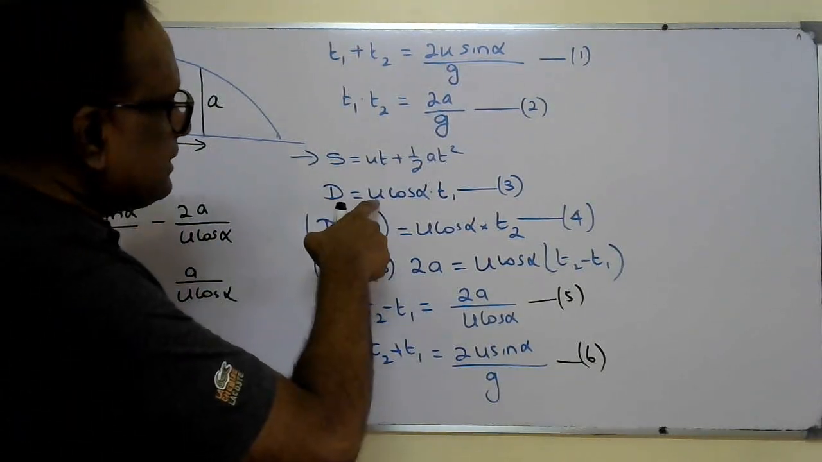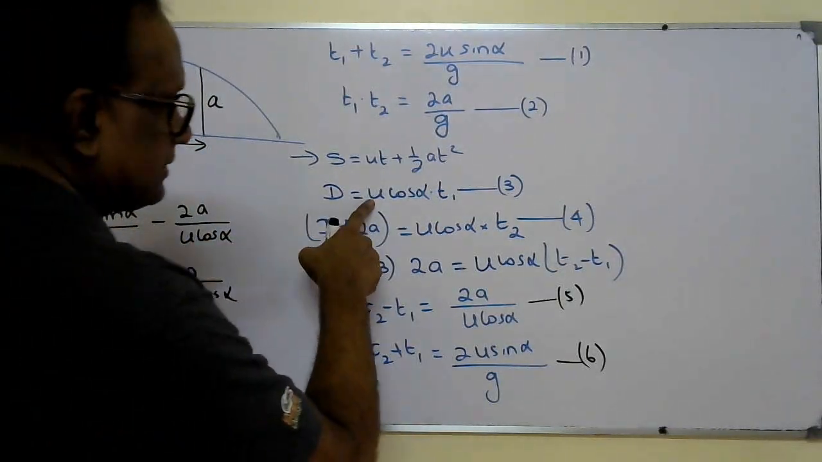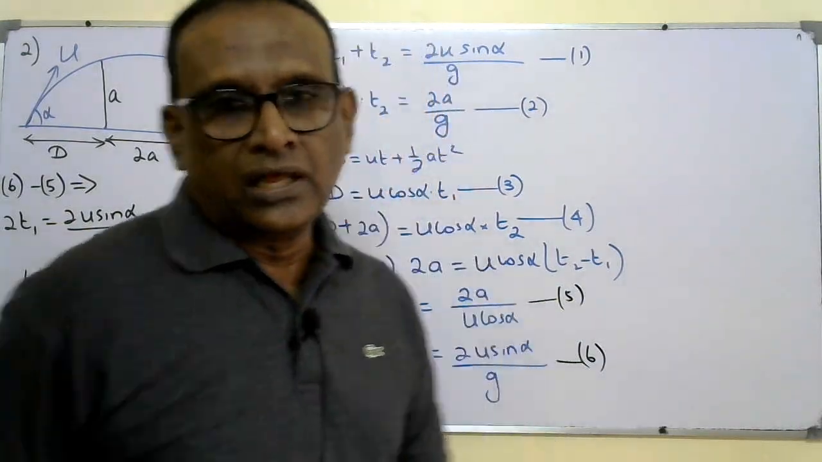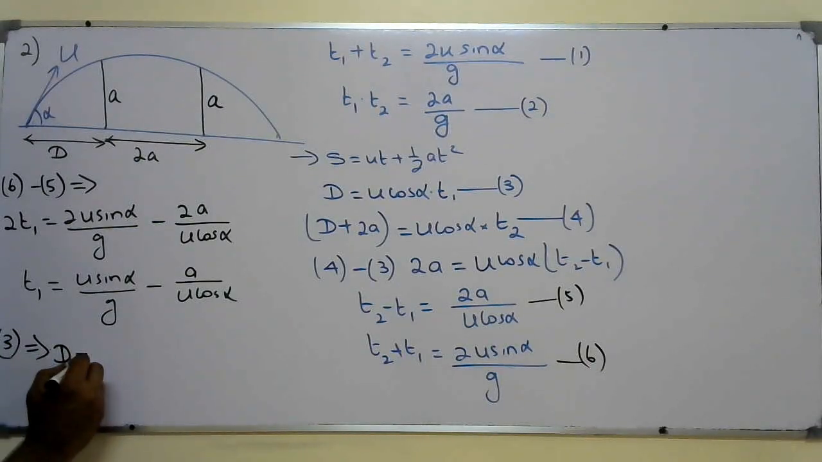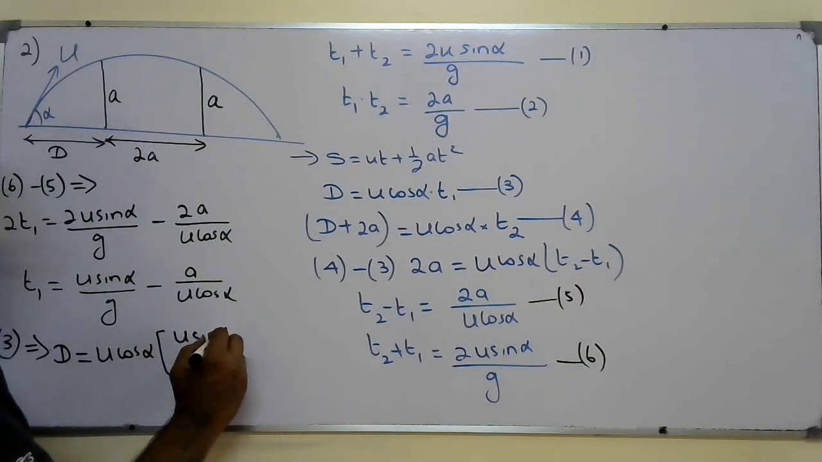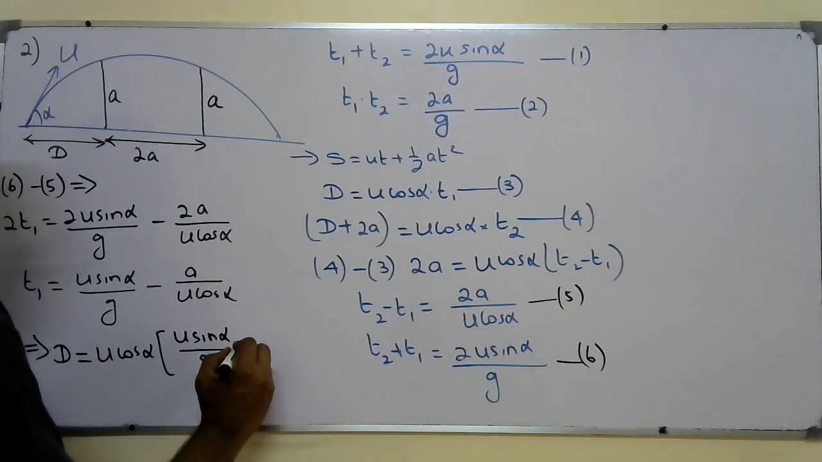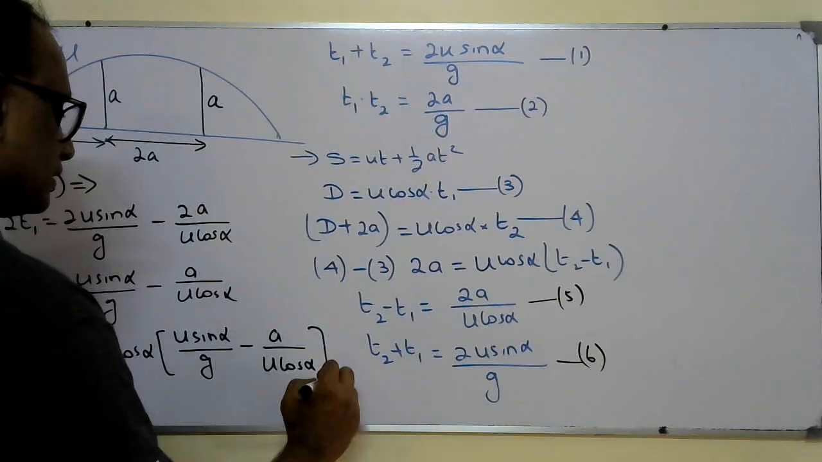Okay, we know that D is equal to this one. Substitute there, you will get the answer, and substitute U is equal to square root of kAg. So from equation 3, d is equal to u cos alpha times u sin alpha over g minus a over u cos alpha.